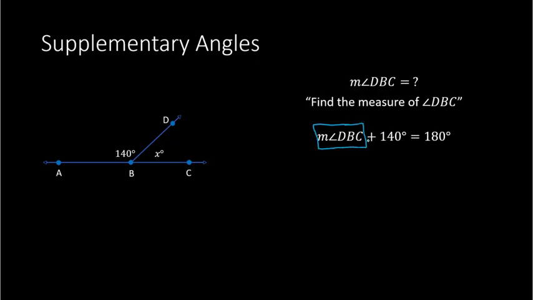To solve for that, we need to remove this 140, and we do that by moving it to the right side, by subtracting 140. When we subtract 140, that will cancel out over here. We're left with the measure of angle DBC on the left side equals 180 minus 140, which gives you 40 degrees on the right side. So we have calculated that the measure of angle DBC, this unknown angle, is 40 degrees.